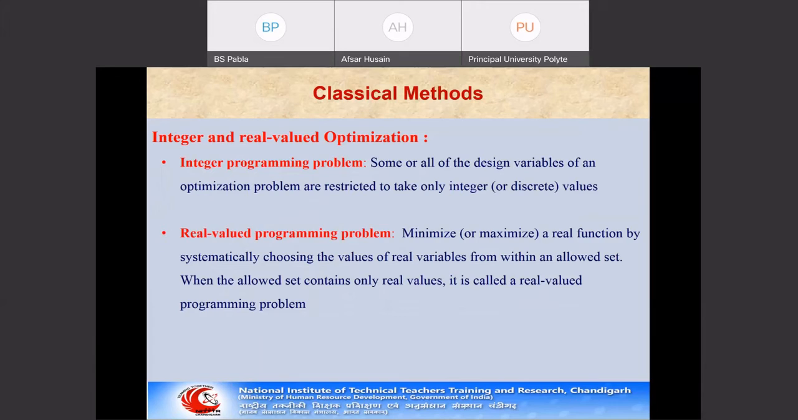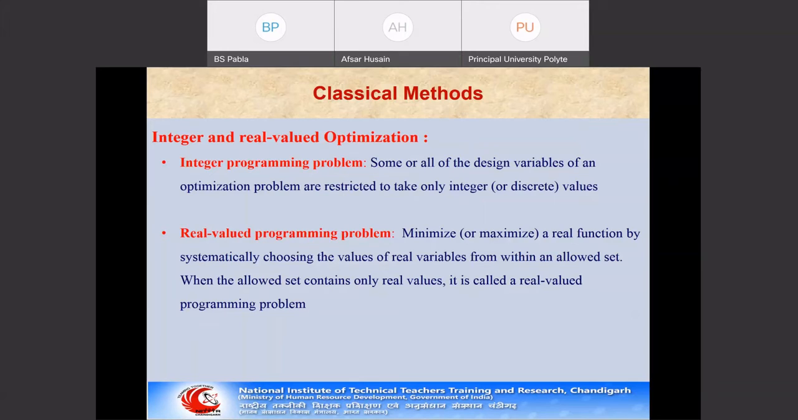Then we have integer value problems and real value problems. What is the integer value problem? Integer value problem is where the variables cannot take continuous values, only discrete values. Let's say a variable can be 10, but it cannot be 10.1. It cannot be 9.2. It cannot be 4.5. It can be 4, 5. So it can have only integer values, right?